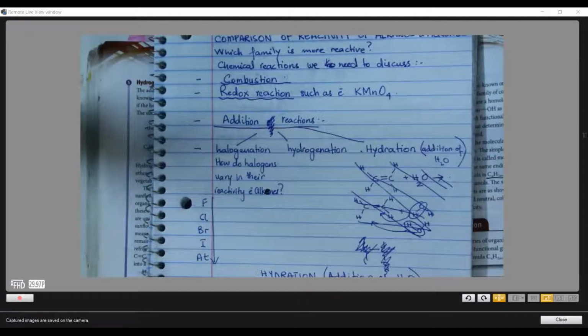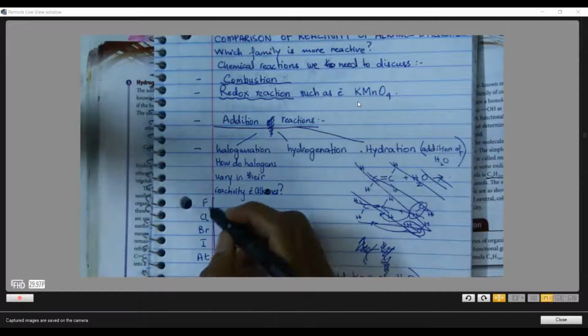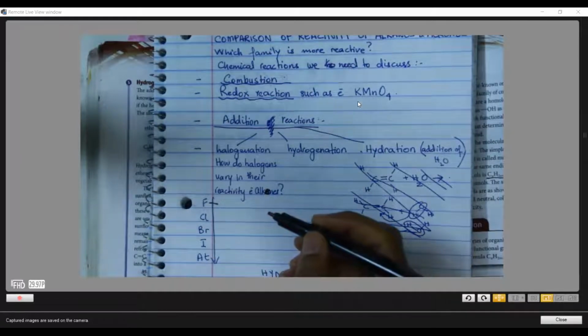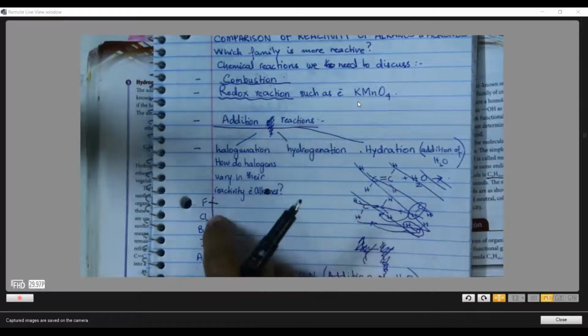Any guesses? I'll give you a hint. What happens to the reactivity of halogens as you go down the group? They decrease, right? So the more reactive halogen is fluorine.